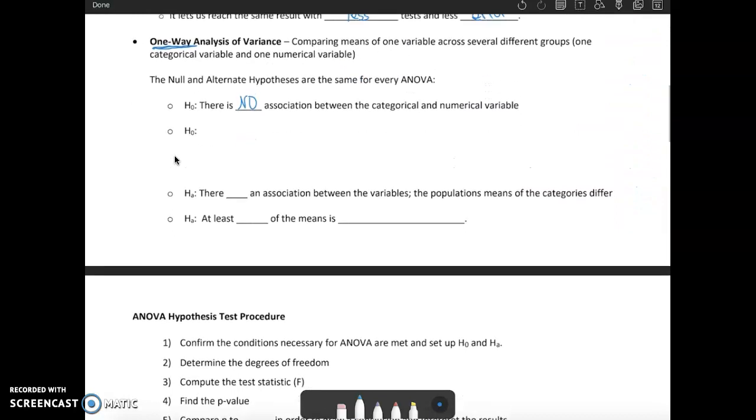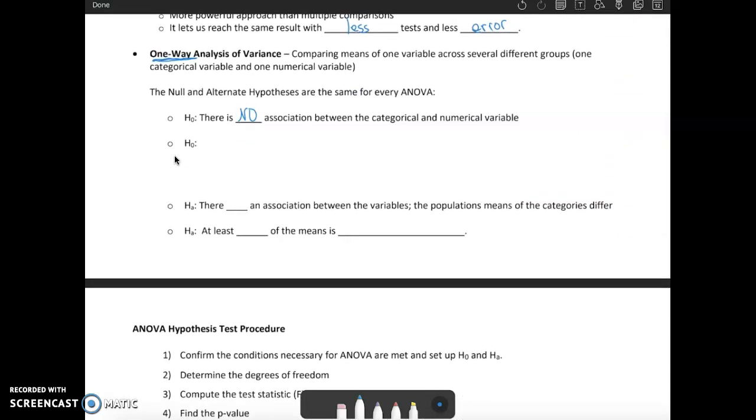The alternate that would then correspond to that, if I'm saying that my null is that there is no association, then my alternate would be that there is an association between the variables. So that's the wordy null and alternate hypothesis way of writing them. Then you have a different way that you can write them.